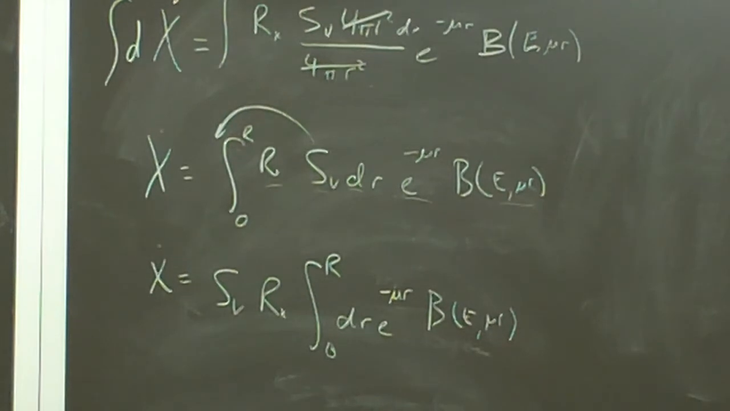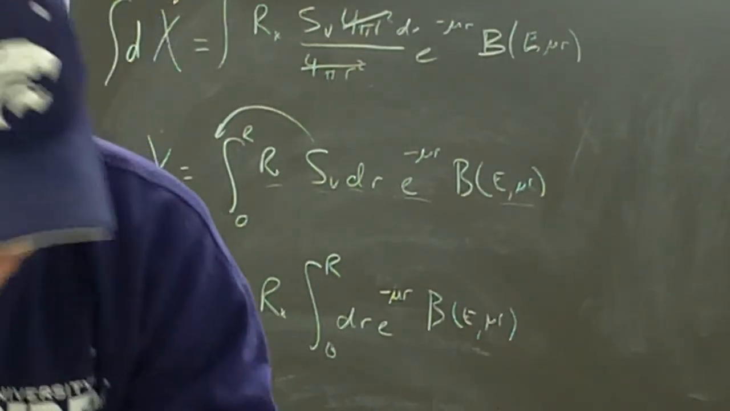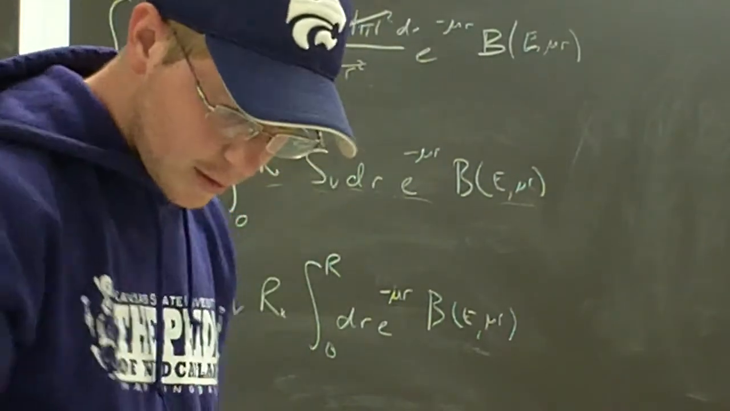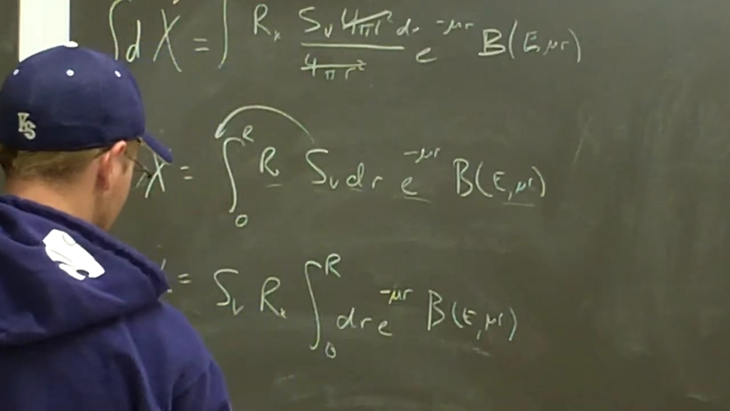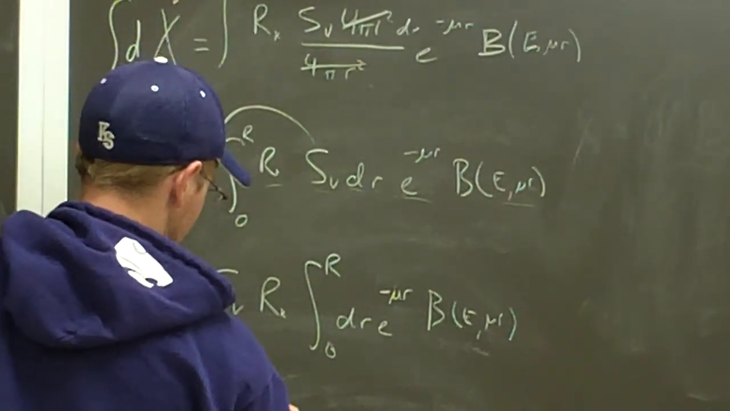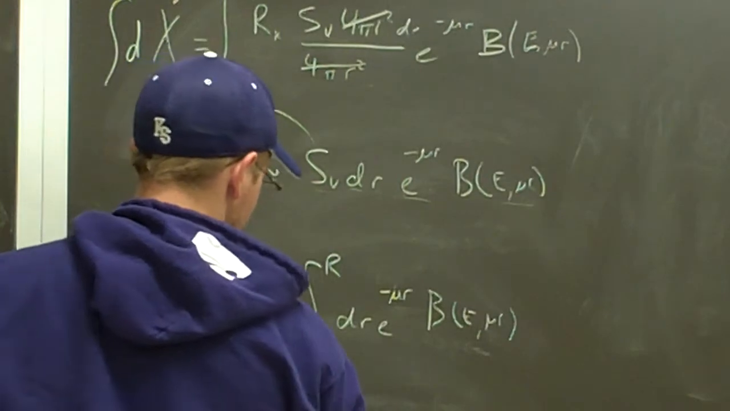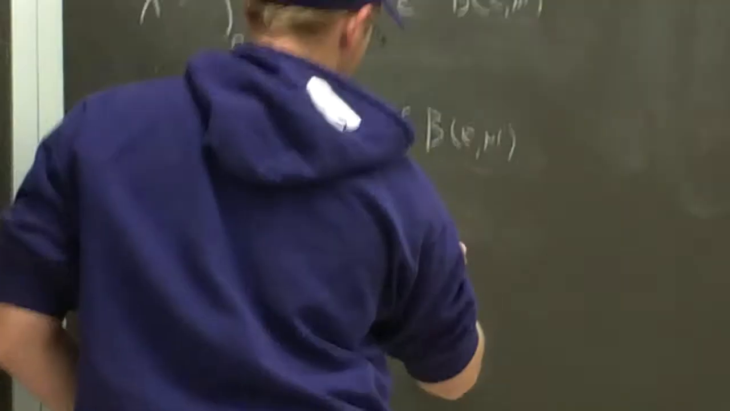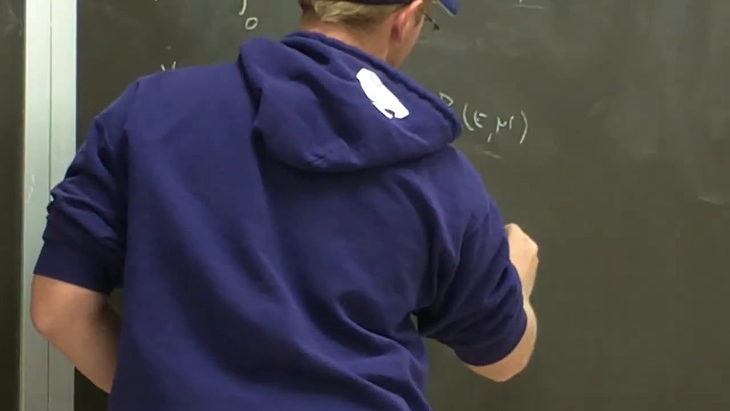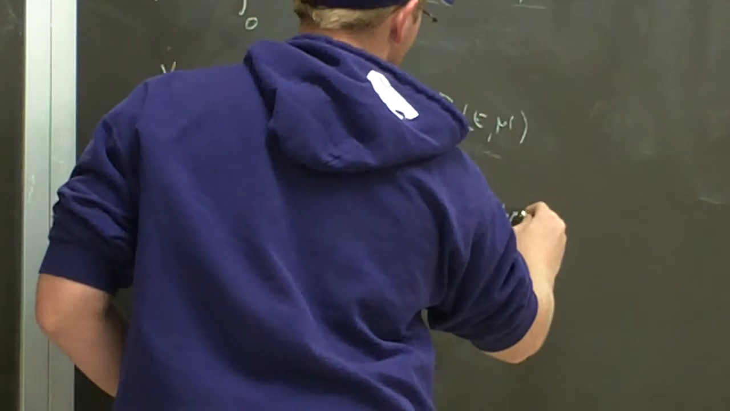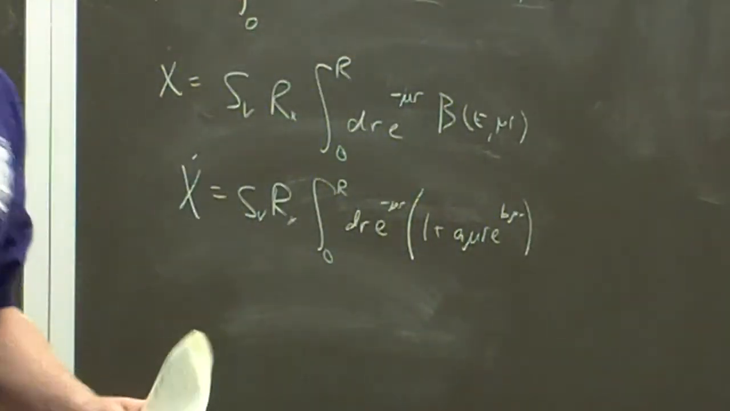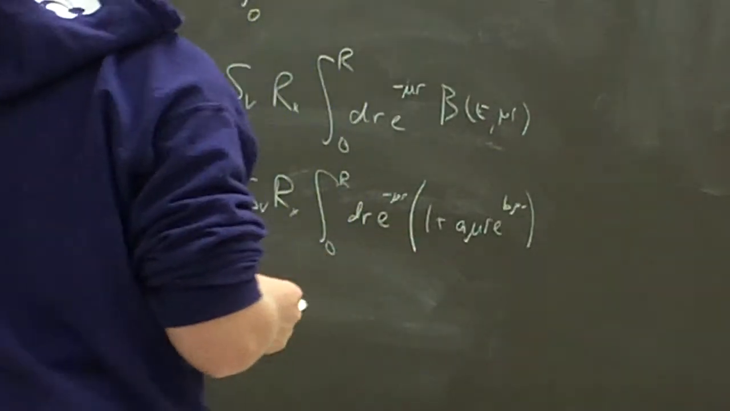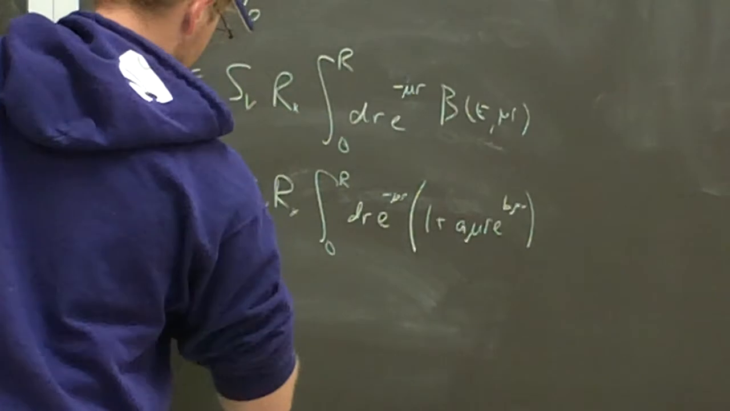So, plugging in our Berger value, we're going to have exposure is equal to S_V r sub x, integral from 0 to R, dr e to the negative mu r times 1 plus a mu r e to the b mu r, right? And we have, let's go ahead and integrate that. Or let's distribute and integrate.